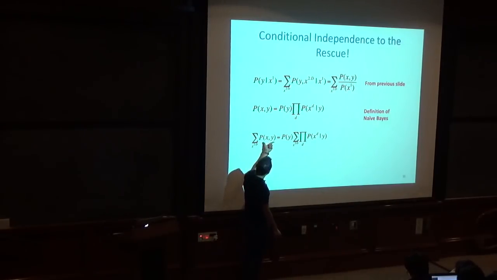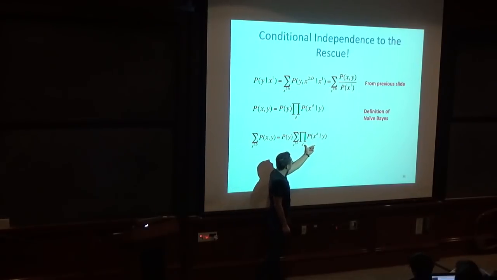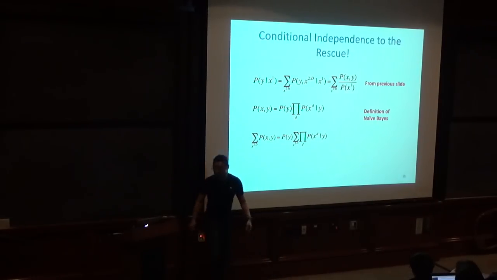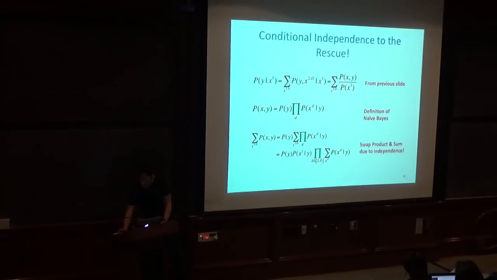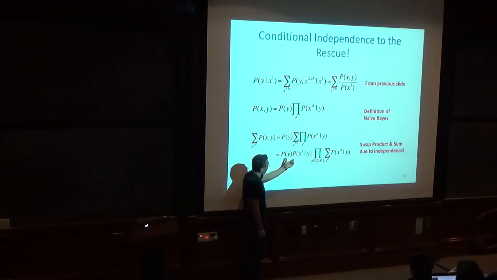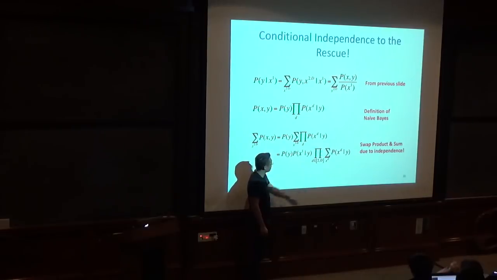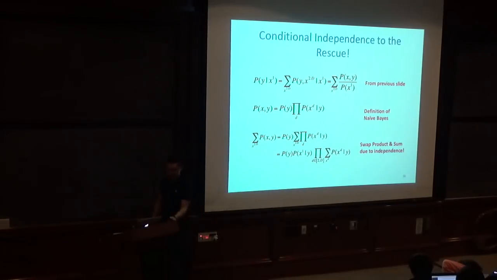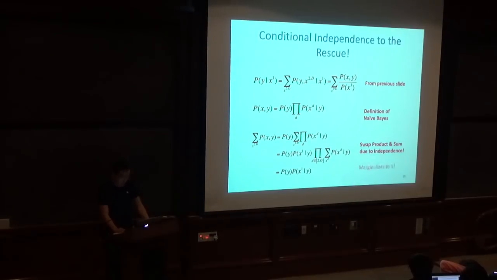And I can just write this out with the naive Bayes assumption. So nothing has changed here. I just wrote it out in the naive Bayes assumption. And now I swap, and I'll go through an example of why this swap works. You can do this swap in the next slide. But I basically can swap the sum and the product. And you can do this because of the conditional independence assumption. And you get back this. So this is how you handle missing values in the naive Bayes model.